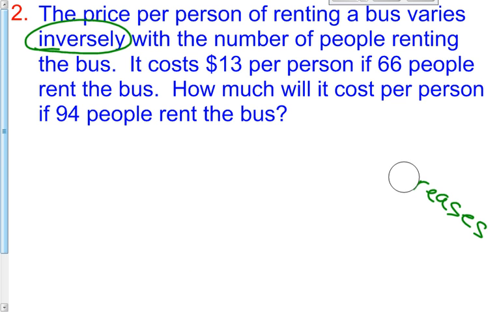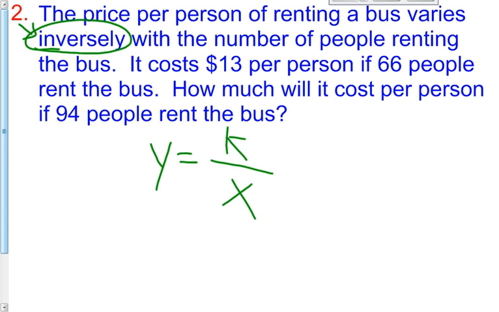Now, enough of Josh Berge just babbling. Let's start solving this question. It costs $13 per person if 66 people rent the bus. Well, if we're dealing with an inverse variation, we're dealing with y equals k over x. Remember how with inverse there's going to be a denominator. K in the numerator, the other variable in the denominator. So let's see. Price per person renting the bus. Our x variable will be the price per person. So that'll be x. And then the number of people renting that bus. Sorry, let's do the y variable right here.